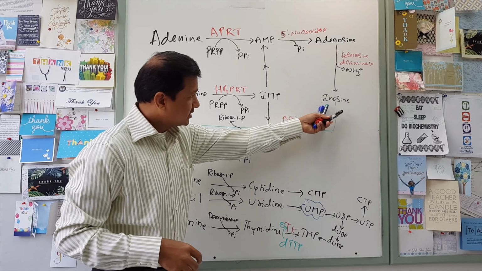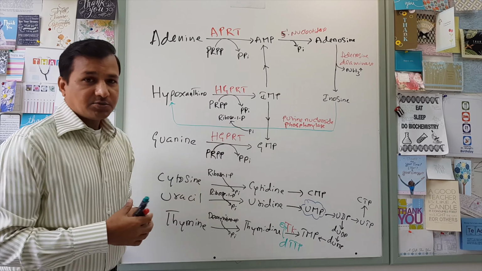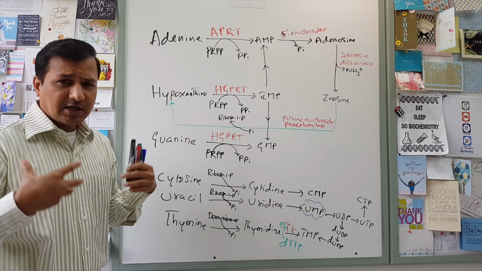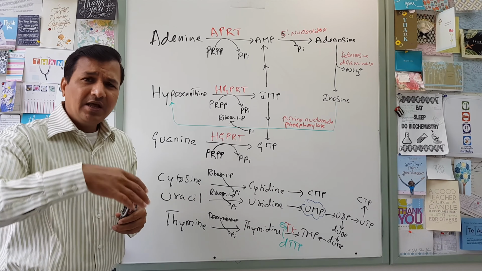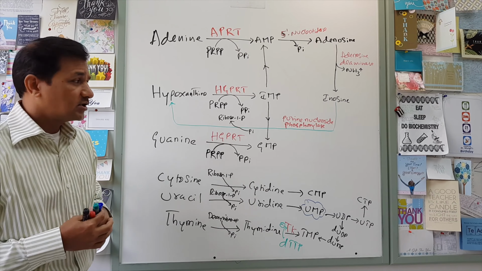So the nucleoside is converted to base, and ribose 1-phosphate is released there. Ribose 1-phosphate can be converted into ribose 5-phosphate, and that again gets into PRPP formation, phosphoribosyl pyrophosphate formation.